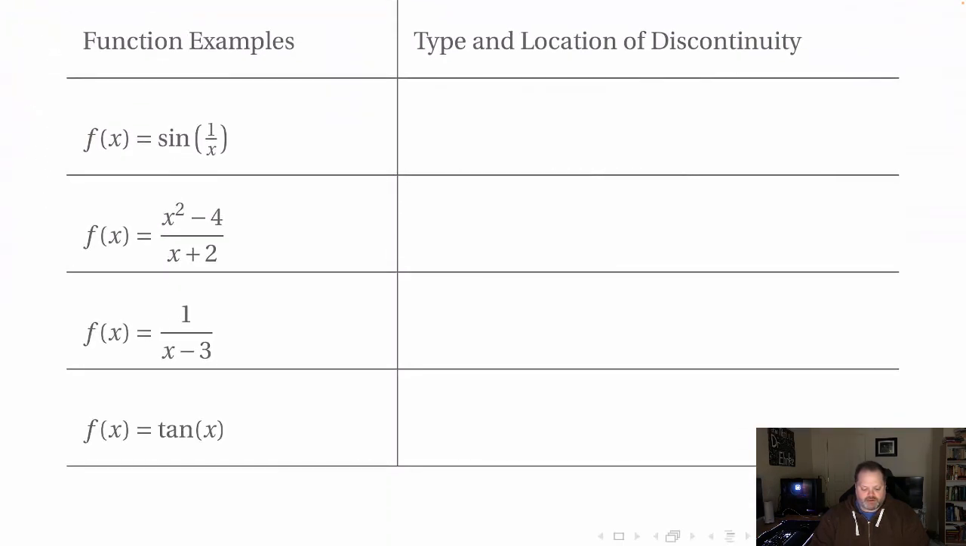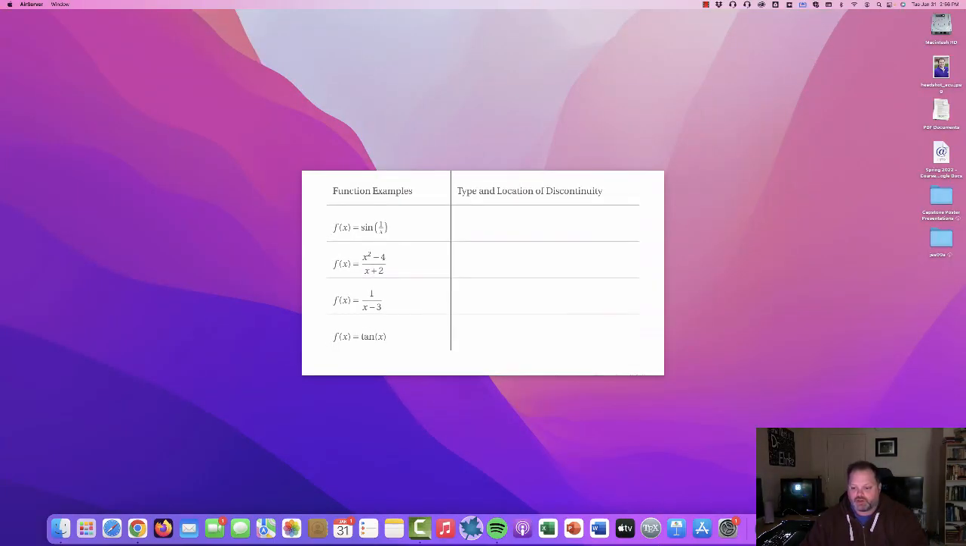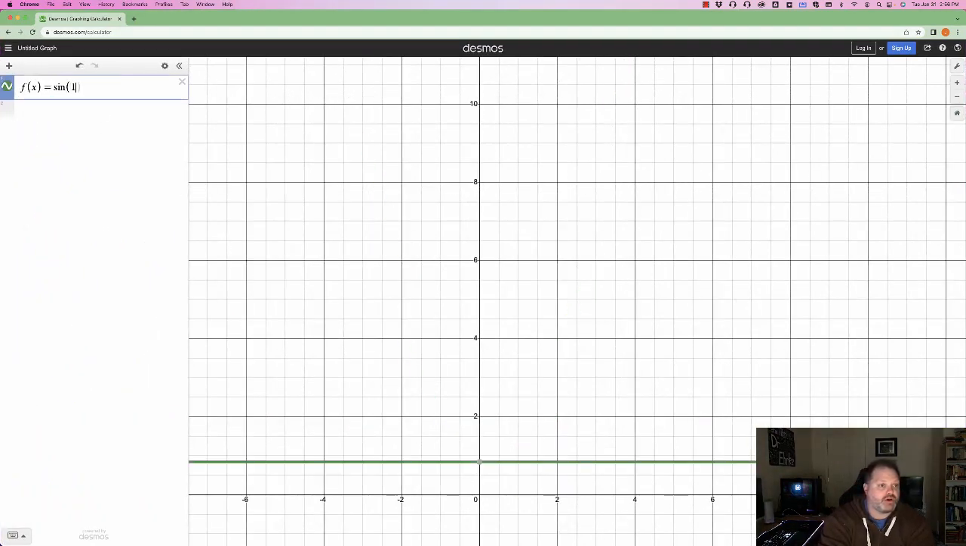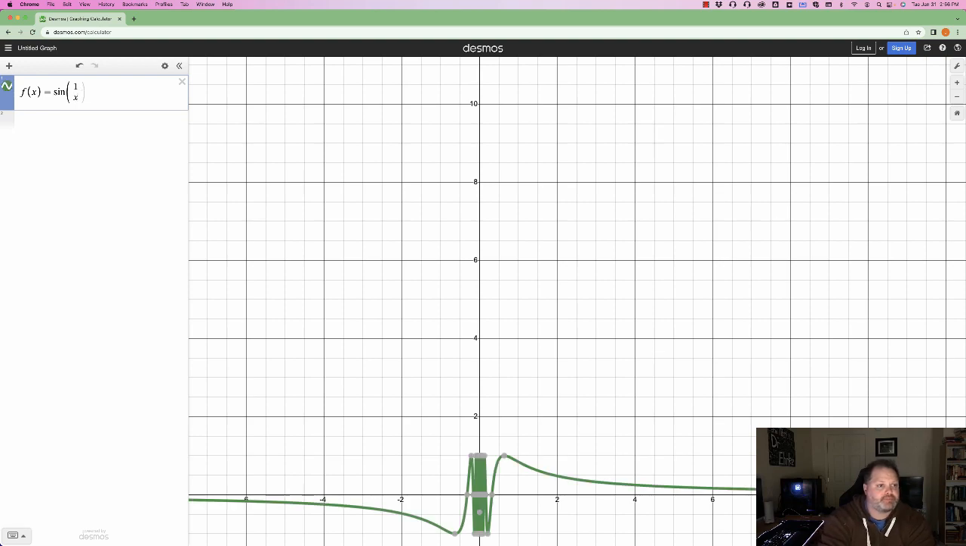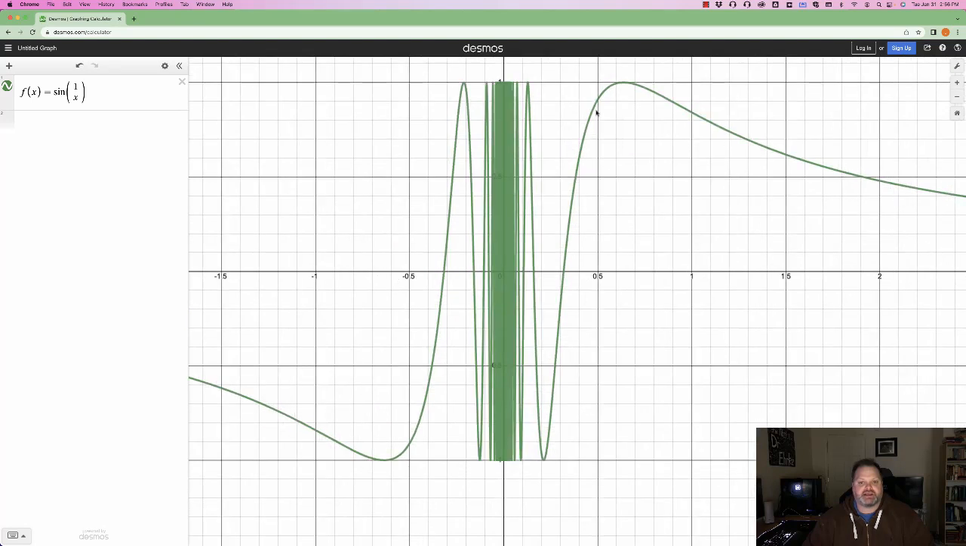All right, the next function I want to look at is sine of 1 over x, and we actually saw this one earlier in the course when we were looking at squeeze theorem. So if I plot sine of 1 over x, if you recall, this is the function that oscillates infinitely often as we head towards 0. So the question for this guy is, what kind of discontinuity does this have?